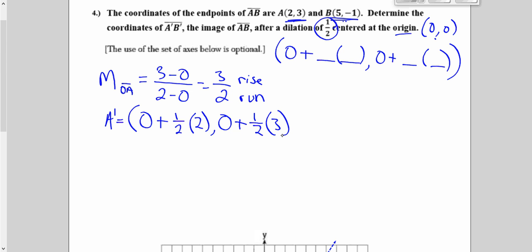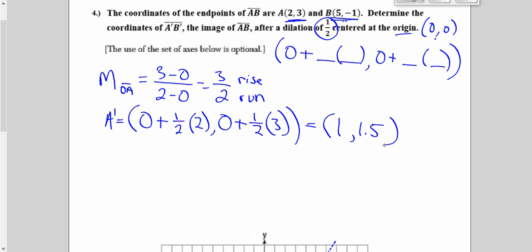We're just doing mathematically what you did in the plane. You would have counted, okay, just that homework yesterday, where instead of counting over 2, you used half, so you did a run of 1. So let's simplify this. Half of 2 is 1. 0 plus 1 is 1. Half of 3 is 1.5. 0 plus 1.5 is 1.5. So there's A prime.